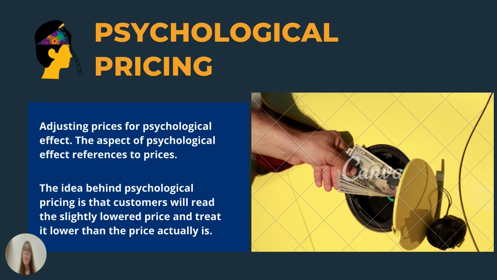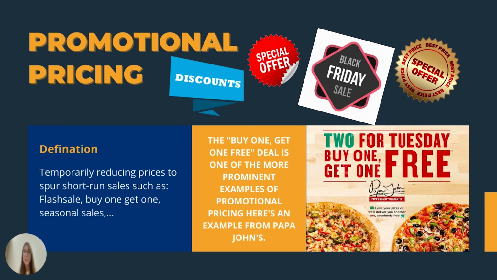The next one I want to introduce to you is promotional pricing. It is temporarily reducing price to support certain sales, such as flash sales, buy one get one, and seasonal sales. Here is an example of buy one get one free. The price of the item in a buy one get one free offer is typically higher than usual. So when you sell using this kind of promotional pricing strategy, you are selling two products that are individually cheaper but still not really half price.